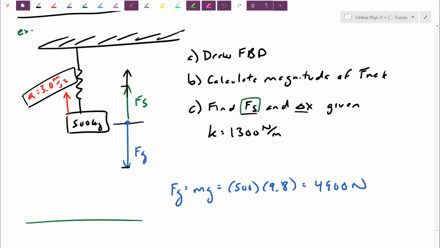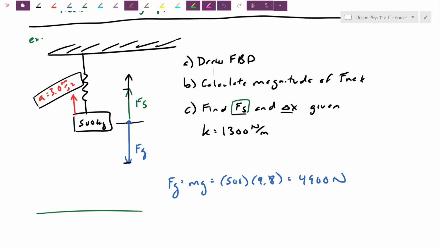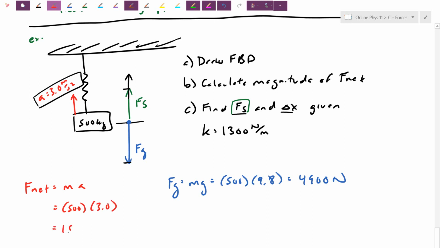Those are the only two forces that I have. We can do part B. Well, Newton's second law gives us the magnitude of net force. F net is supposed to be m times a. So if you want to have a mass that's 500 kilograms, and if you want to accelerate upwards at 3, you need to have a win of 1500 newtons.